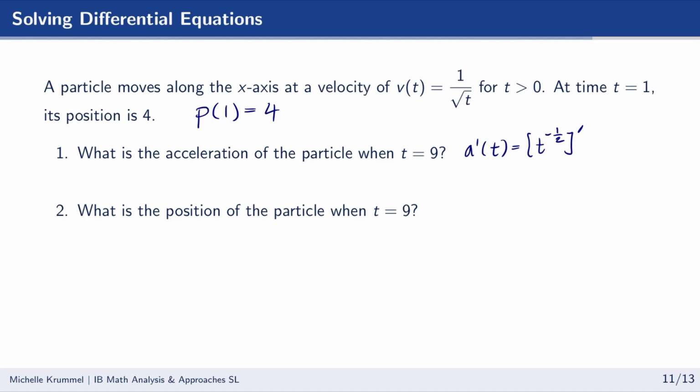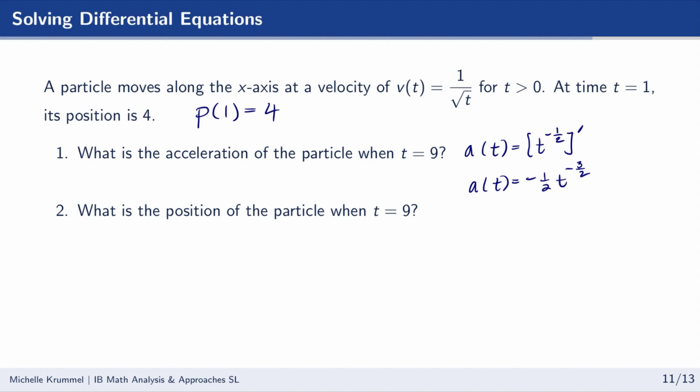So our power rule for derivative is, bring the exponent down, so multiply by the exponent, negative 1/2, t, and then subtract 1. Negative 1/2 minus 1 will look like that. And that is the acceleration equation. I wasn't supposed to write a prime. That's just the acceleration equation, which is v prime of t. Okay, so a of t equals negative 1/2 t to the negative 3/2.